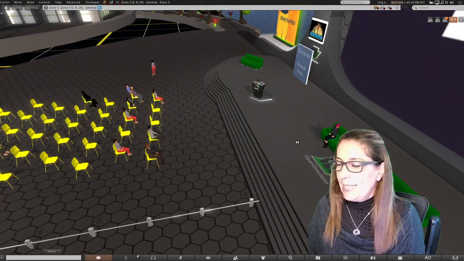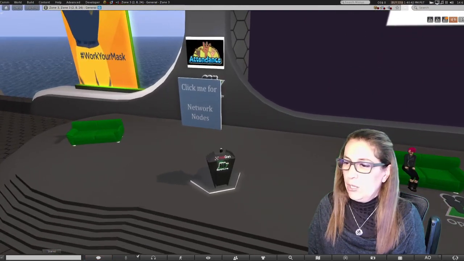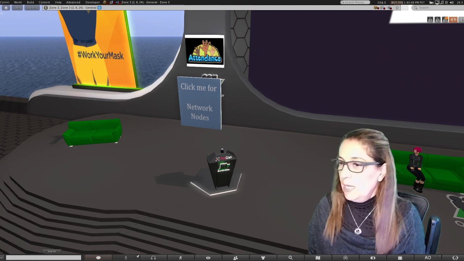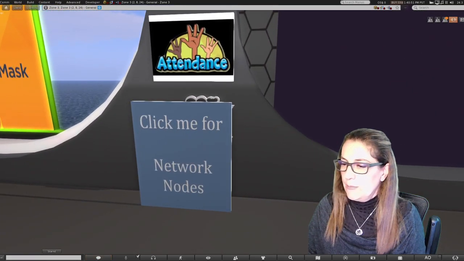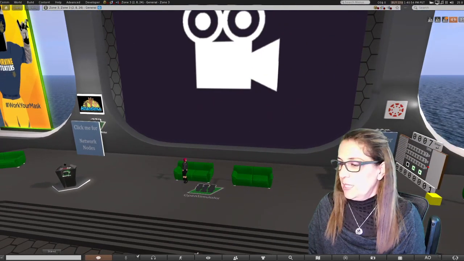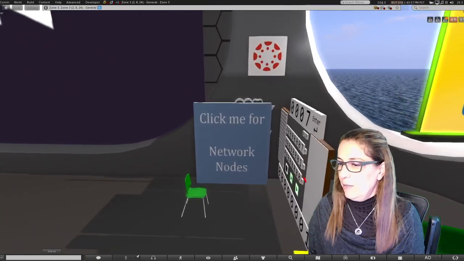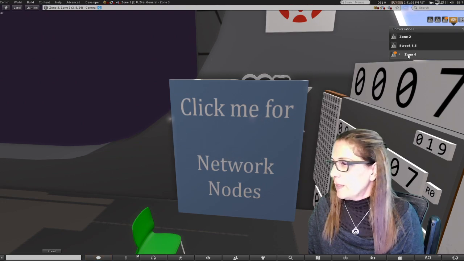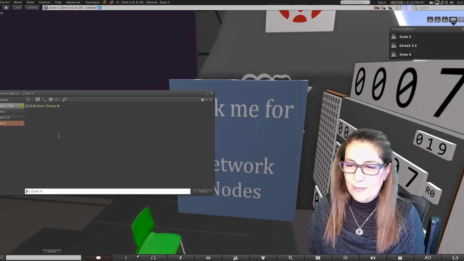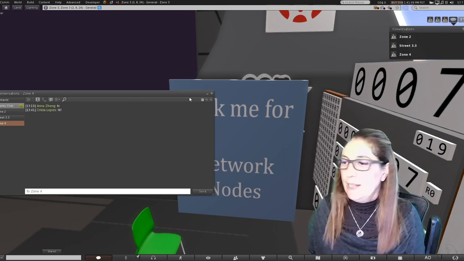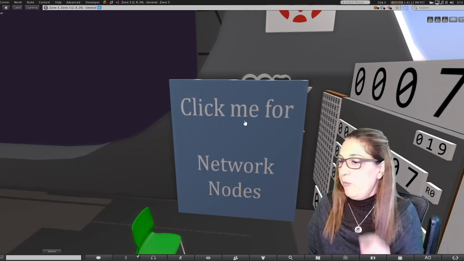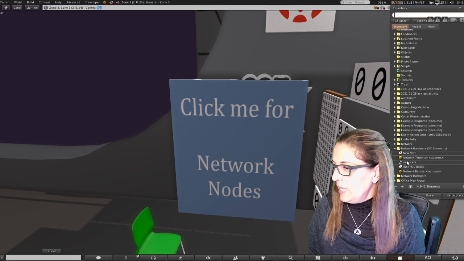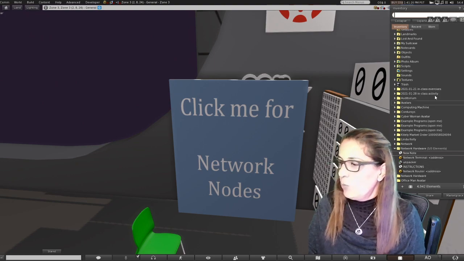One of the questions was, where do I get these objects? Well, let me tell you, right here. And by the way, since I'm looking at this, don't forget to click this attendance button, all right? And right here, click me for nodes. There should be objects on both sides of the Atlantic here. Click me for network nodes. If you click in here, you will receive a folder called the network hardware. Inside that folder, you have the network terminal and the network router.